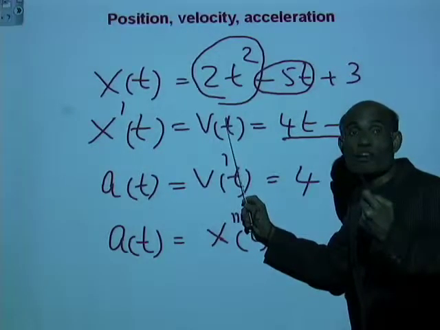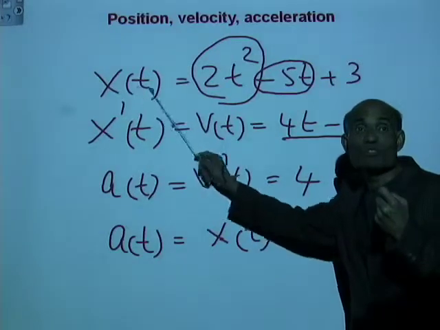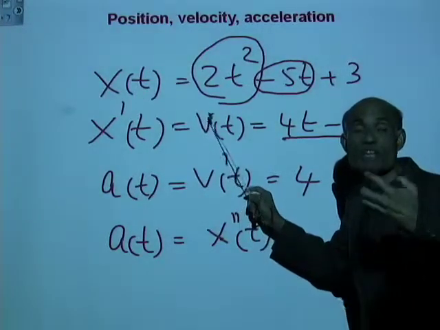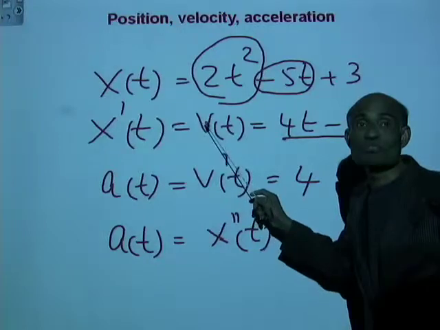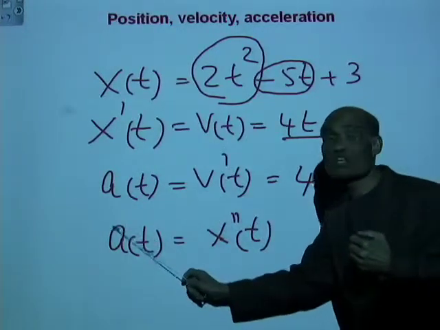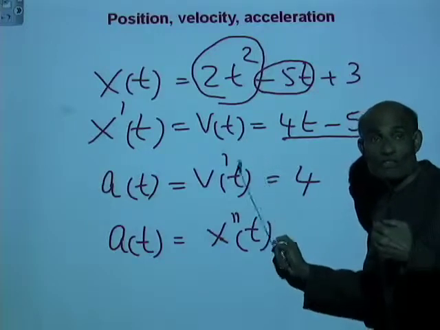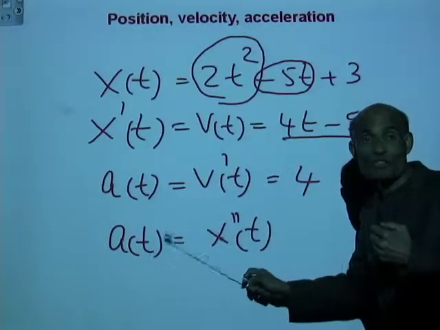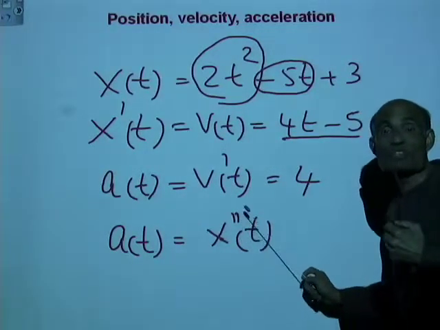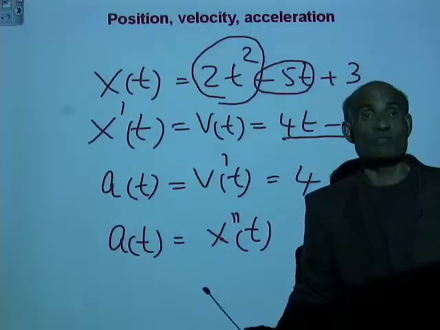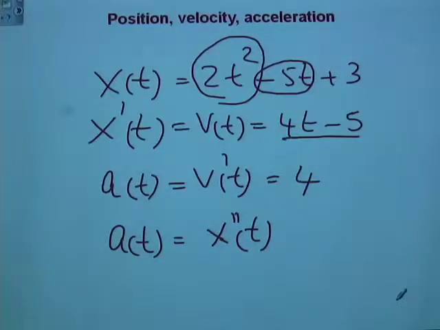Velocity is the first derivative of the position function. Velocity is the rate of change of position. Acceleration is the first derivative of the velocity function. Also the same as the second derivative of the position function. Alright, we will develop these ideas again as we move on.